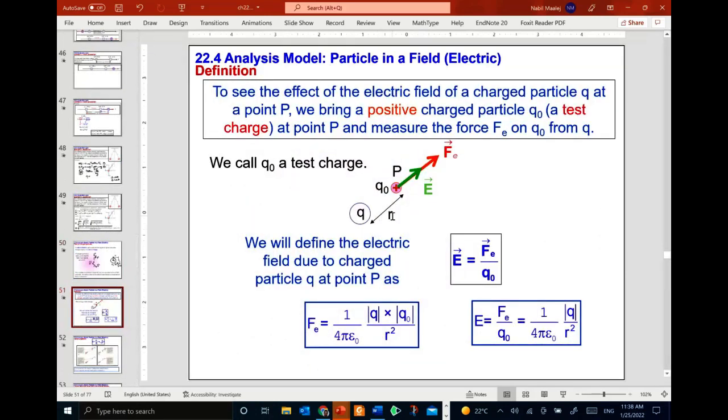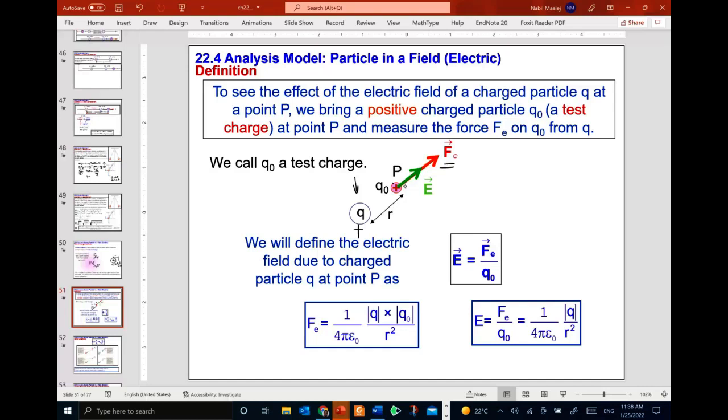The definition: to see the effect of an electric field of a charged particle Q at a point P, we bring a positive particle Q0, which is what we call the test charge, to point P and measure the force on it, Fe, on Q0 from Q. So here we have a charge Q. We bring a test charge Q0 close to it, and it will experience a force. Usually this has to be positive, because we can see this force is a force of repulsion.